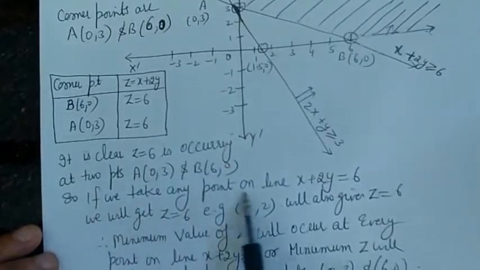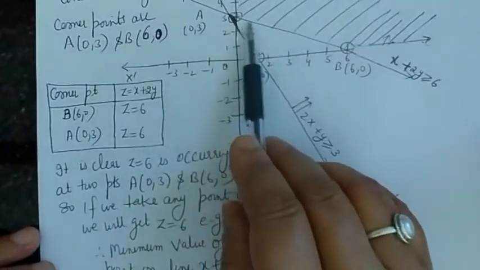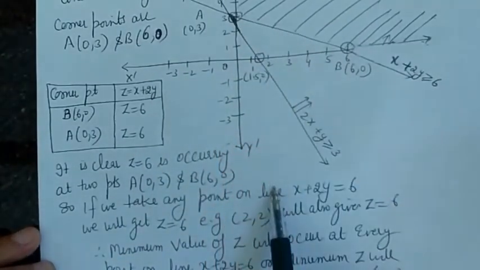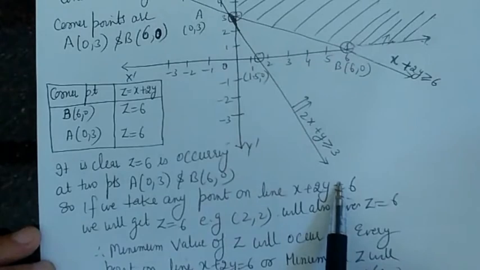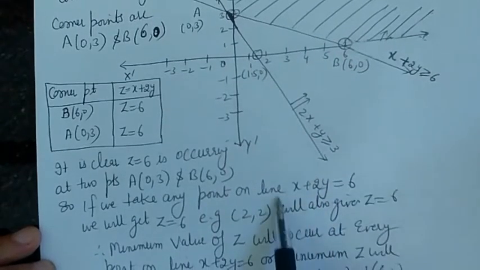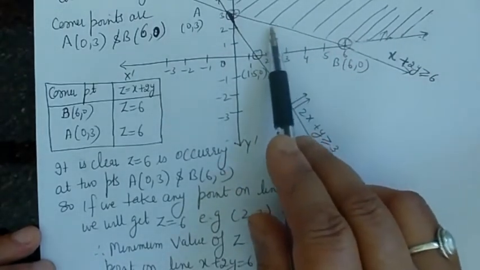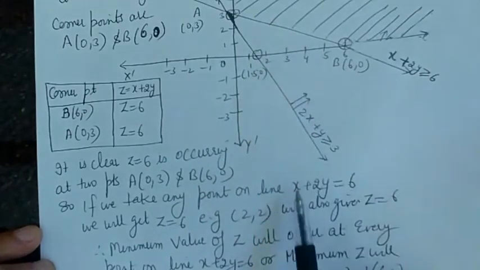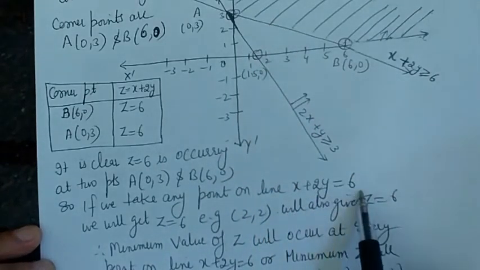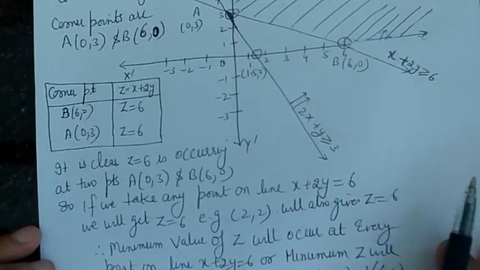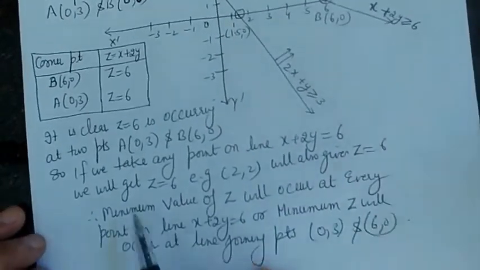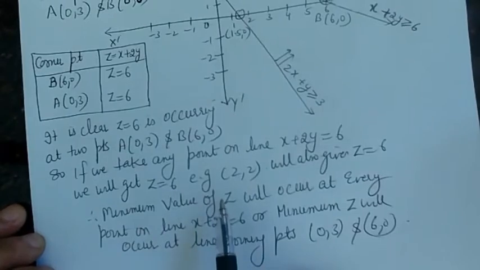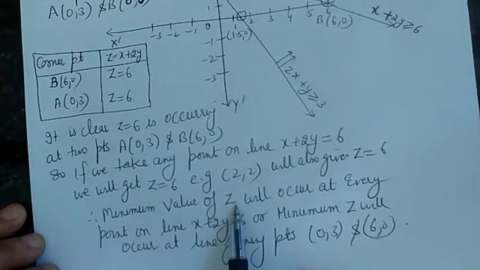So if we take any point on this line, you can also check it by taking any point on this line. That will also give you the value 6 itself. So you can take (2, 2). Okay, graphically if you plot it on the graph, you will be able to locate (2, 2) on this line. And for this also, x plus 2y is giving you the value 6, that is z is equal to 6. So this was the required value, which is minimum z is equal to 6.